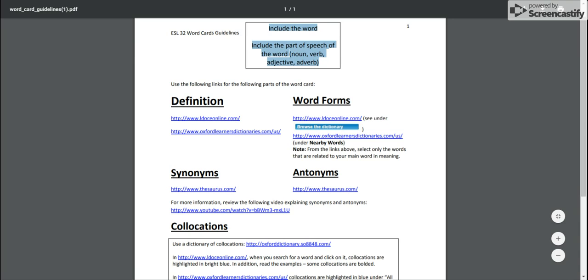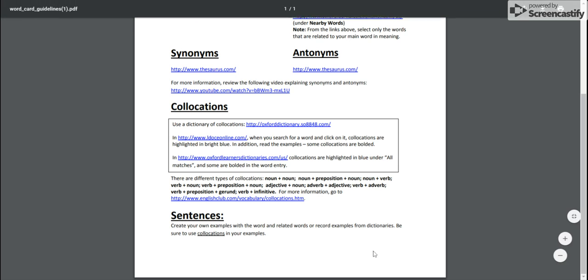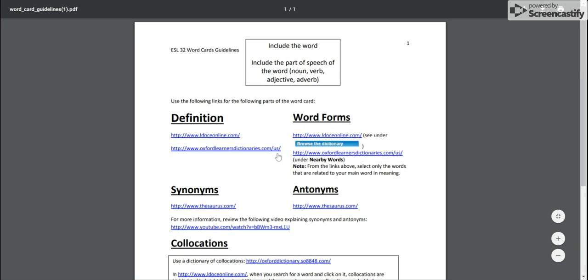And look at all these beautiful links. These are links that are going to help you find all these different forms of your word, including collocations, okay? And the sentences, it says create your own example with the word or record examples from the dictionary, okay? I think in the beginning of the semester, you may want to stick to the dictionary because you're going to know it's correct, okay? So that is the guidelines.